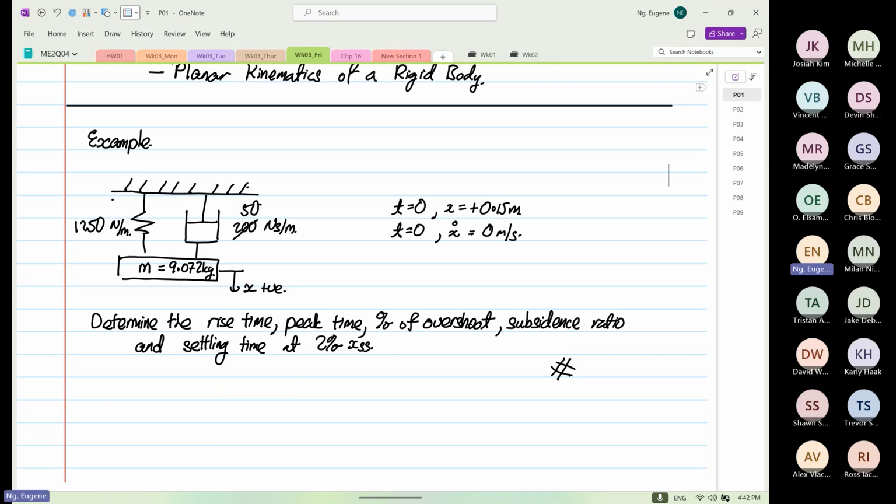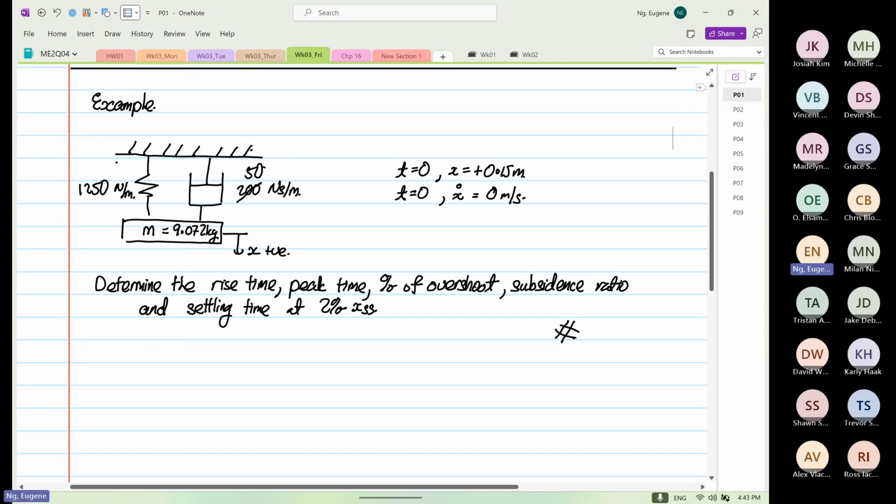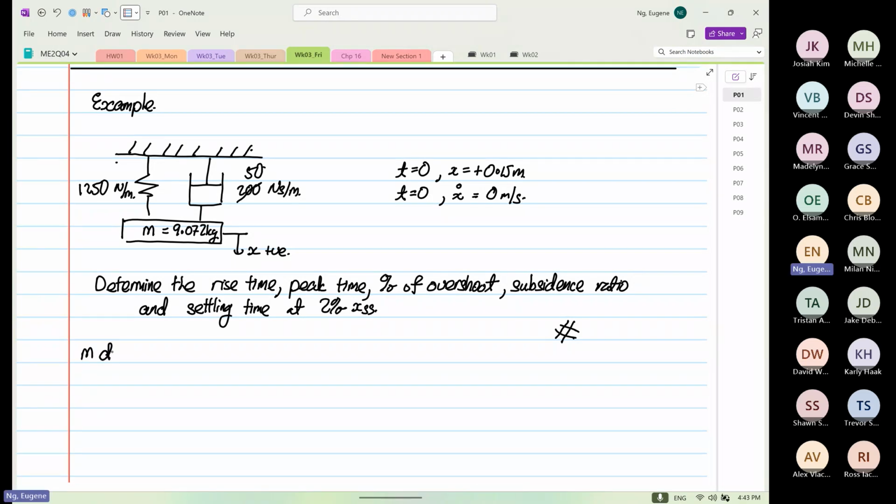Okay, so I'm going to apply what I preached yesterday. So the first thing of all, we know that this is a spring mass system. So m d squared x over dt squared plus c dx by dt plus kx.